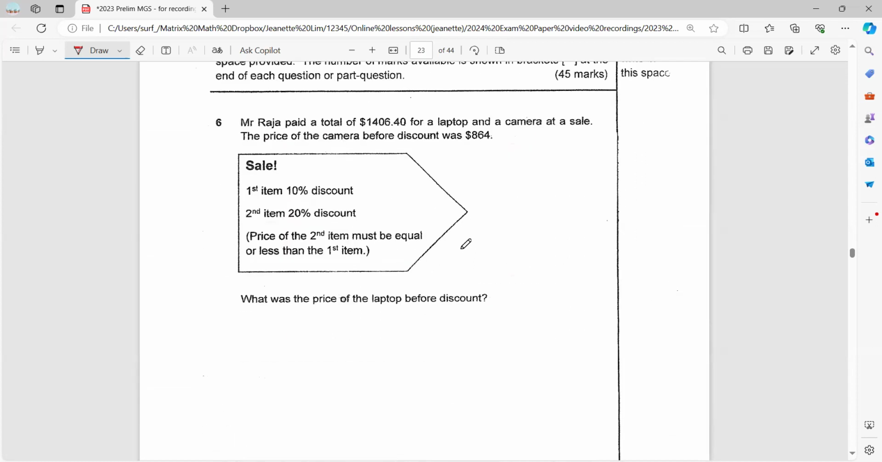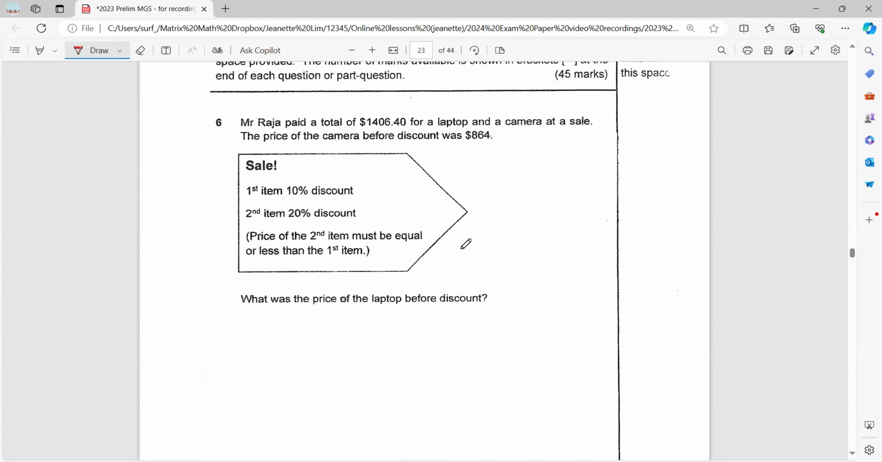Question 6. Mr. Raja paid a total of $1,406.40 for a laptop and a camera at a sale. The price of the camera before discount was $864. So what was the price of the laptop before the discount?